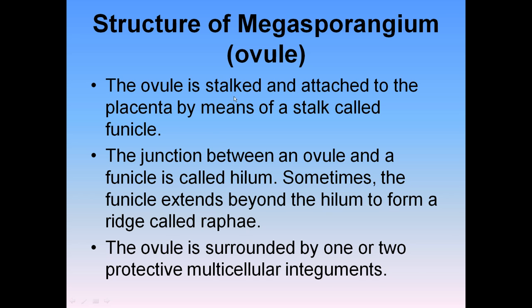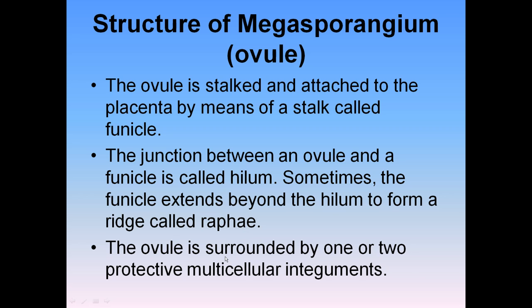Ovule is stalked and attached to the placenta by means of a stalk called the funicle. So it is a stalk kind of thing which is meant for the attachment of the ovule. Now comes the hilum, as we have discussed, it is a junction between the ovule and the funicle. Sometimes the funicle is going to extend beyond the hilum. The situation is referred to as raphe. So you have a clear-cut idea what raphe is. Raphe is when the funicle extends beyond the hilum.